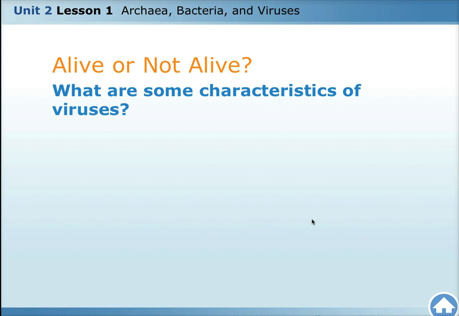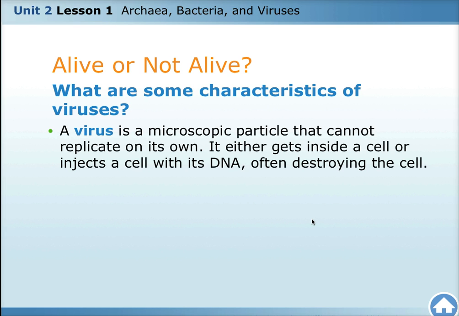What are some characteristics of viruses? Okay, so now we're moving away from bacteria and we're going to focus on viruses. I'm on page 86. A virus is a microscopic particle that cannot replicate on its own. That is important. It cannot replicate on its own. It either gets inside a cell or injects a cell with its DNA, often destroying the cell. So in order to replicate, it either has to get inside the cell or inject that particular cell with its DNA, which in turn destroys the host cell.